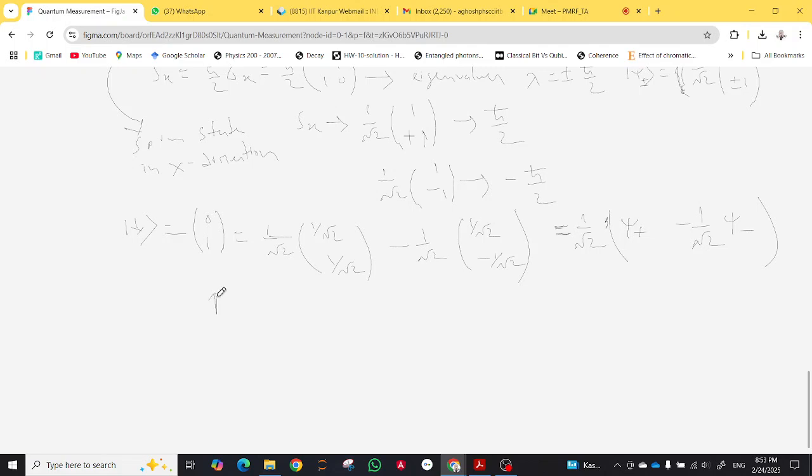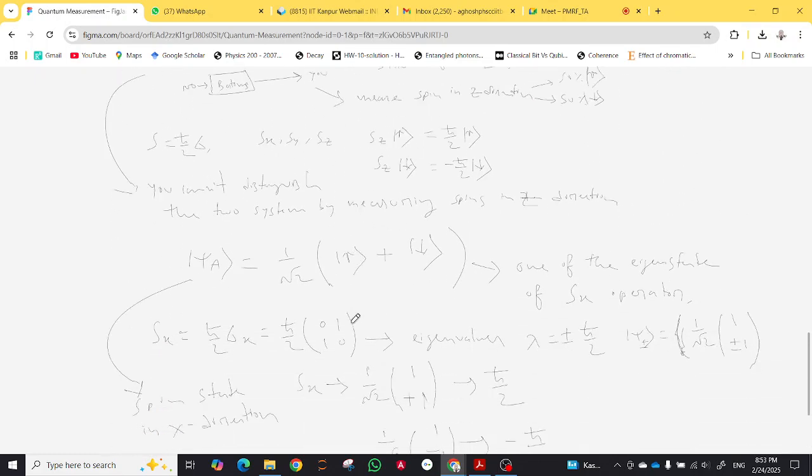Similarly, the up eigenstate in the z direction we can write like this also: 1 by root 2 times psi plus plus psi minus, okay? You can always write it like this, okay?